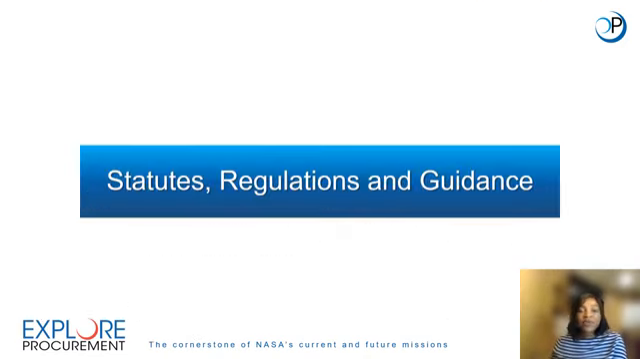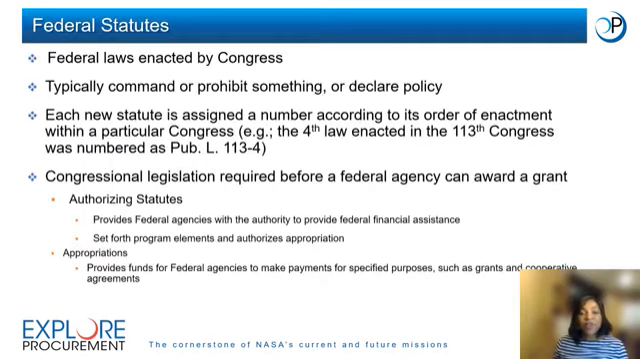Understanding and adhering to statutes and regulations is fundamental for successful grant management. Let's look at a few statutes, regulations, and guidance that govern NASA grants. Statutory authorization is one of two pieces of congressional legislation that is required before a federal agency can make an award. Statutes are federal laws enacted by Congress. They typically command or prohibit something or declare policy.